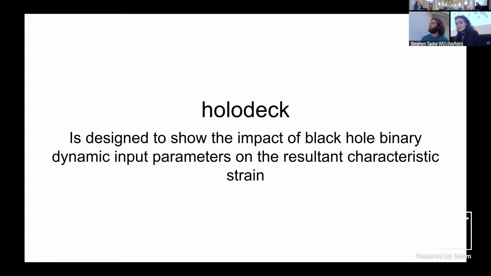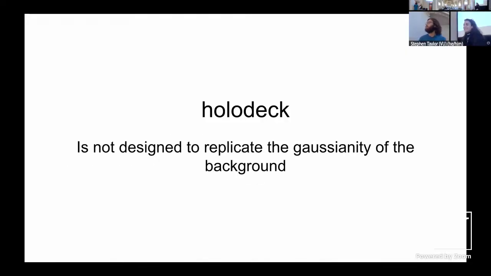This also means that we were not using holodeck as intended, which is one of the things we found out. Holodeck, as intended, is designed to study the effects of black hole physics and input different models of black hole physics on the resulting gravitational wave background. What it is not designed to do is replicate and study the Gaussianity of that background. This is where our work begins to deviate, and we can really understand why LambDeck came into existence.